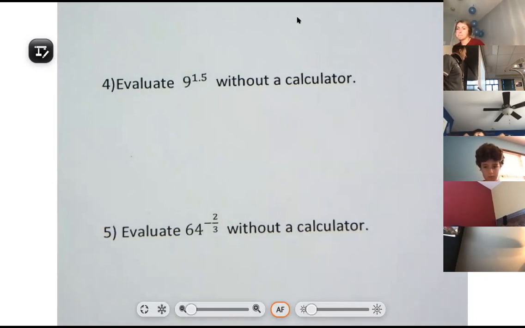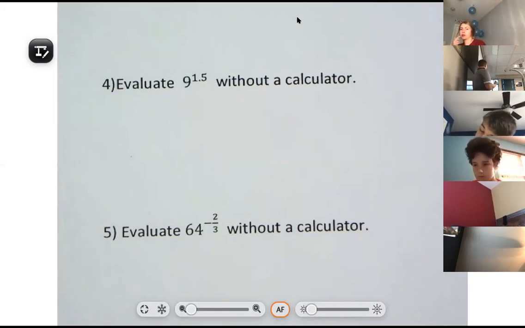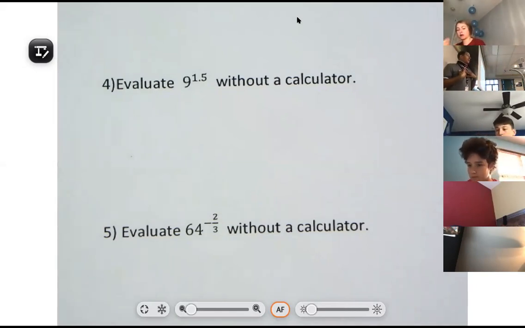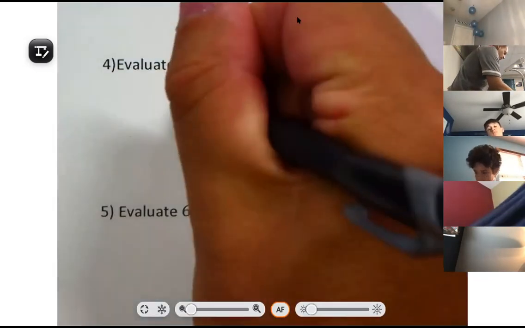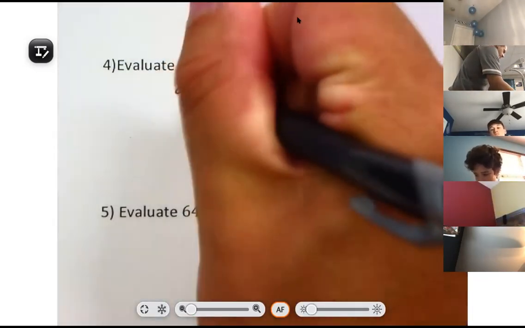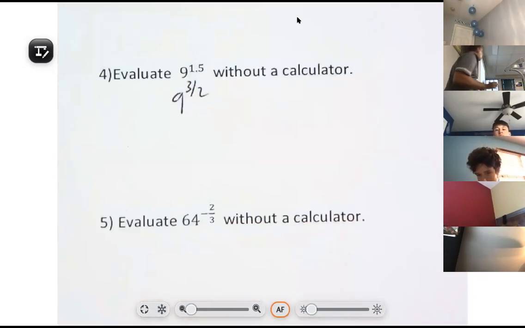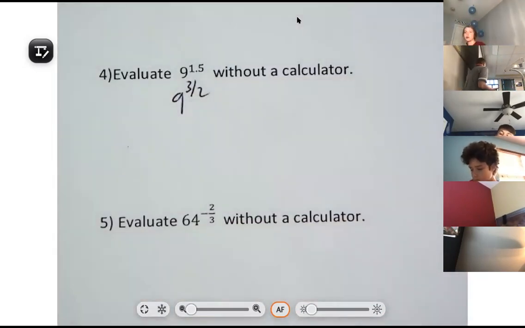What'd you get? 27. You are correct. If you did not get 27, that's fine. Now we're going to learn why. My hope is that we're talking about fraction exponents and you at least say, well, 1.5 is the same as 3/2. If you got there, you're in pretty good shape.